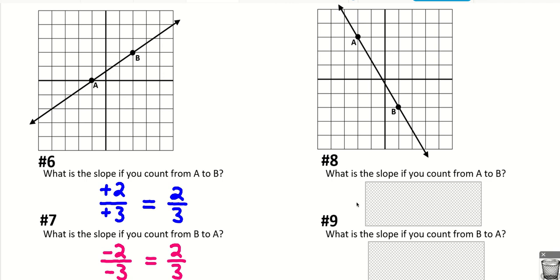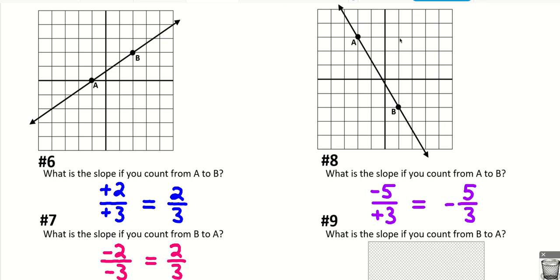With 8 and 9, if you were going from A to B, you were going down and right. But if you're going from B to A, you were going up and then left. So a positive 5 over a negative 3. But again, either way, a negative over a positive or a positive over a negative, the overall slope was still going to be negative 5/3.